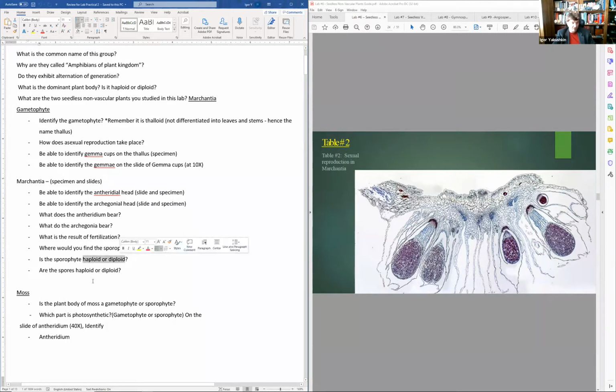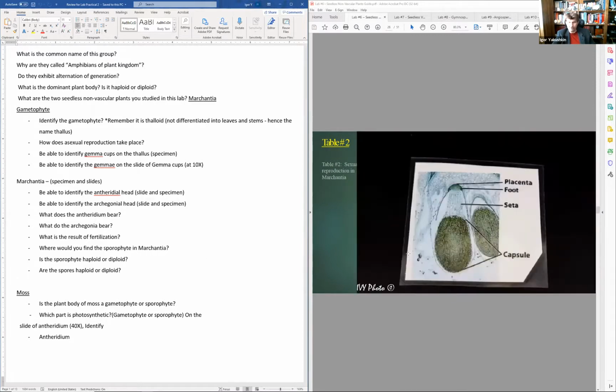Sporophytes are diploid, and the spores are always haploid, remember that? So this part is diploid, but the spores, produced by meiosis, those tiny little dots, are haploid.